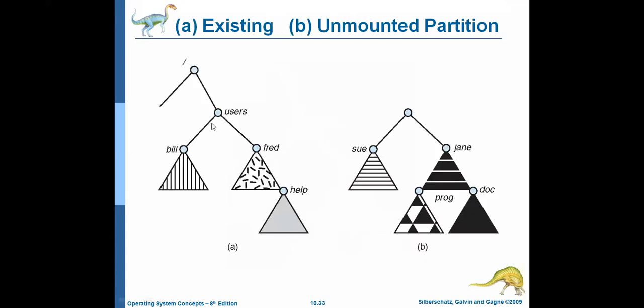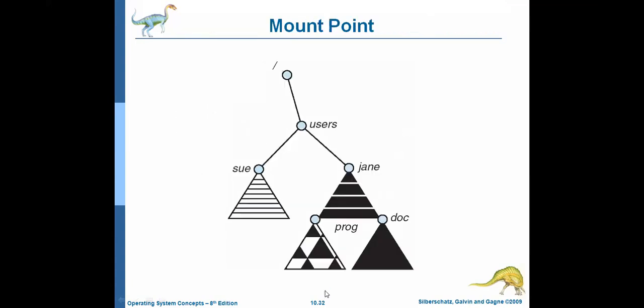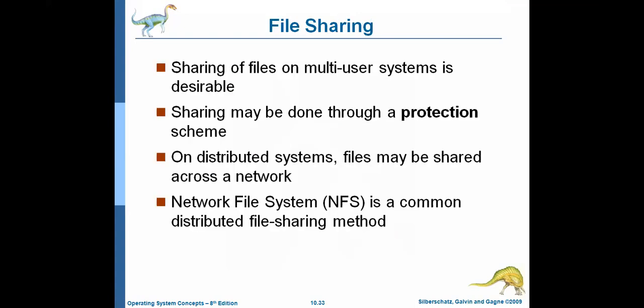Follow the cursor please. Users. Here I want to attach this particular partition. After attaching, the thing will look like this. So that is about file mounting. File mounting is for attaching a partition to the existing file system, and the location where we want to attach it is called the mount point.